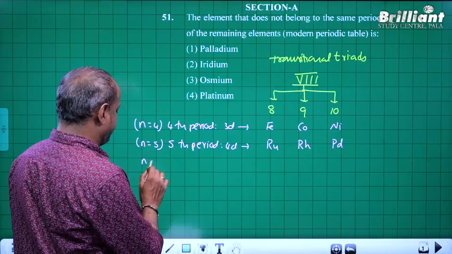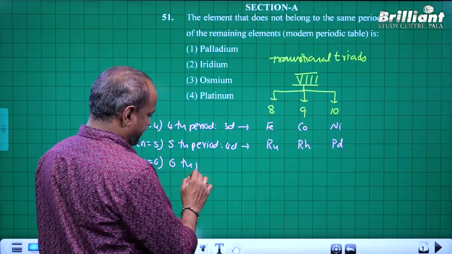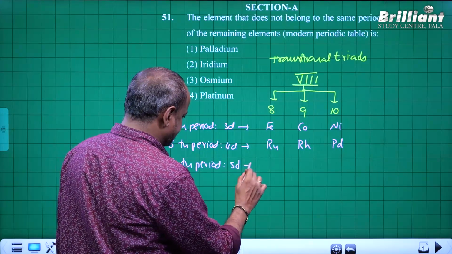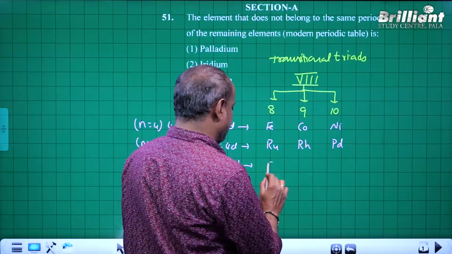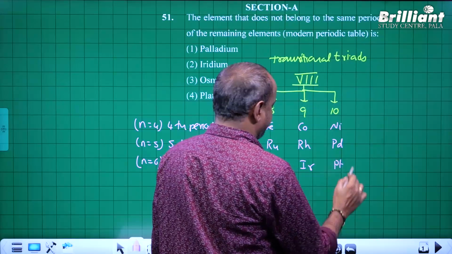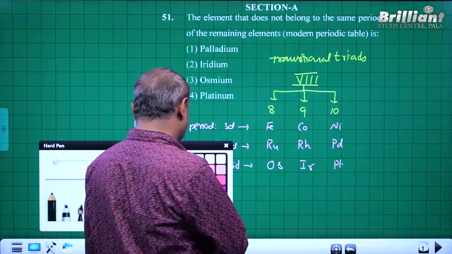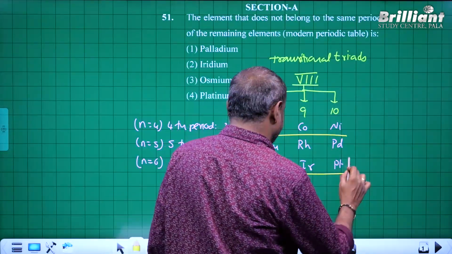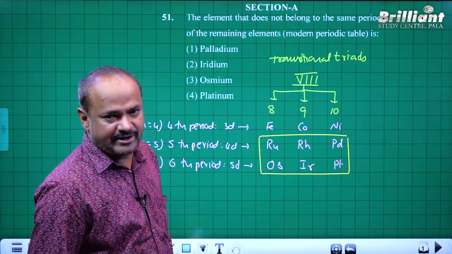Next, n is equal to 6, 6th period elements, 5d series: osmium, iridium, platinum. These 6 metals are also given one single name. That is the 4d set of triad and the 5d set of triad.